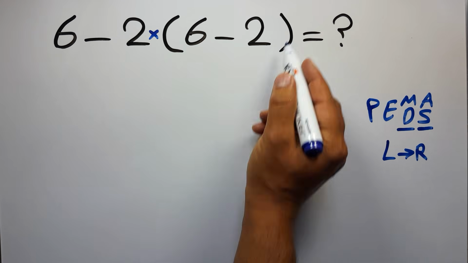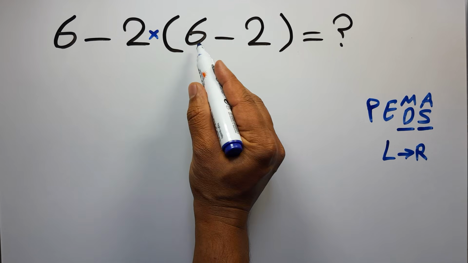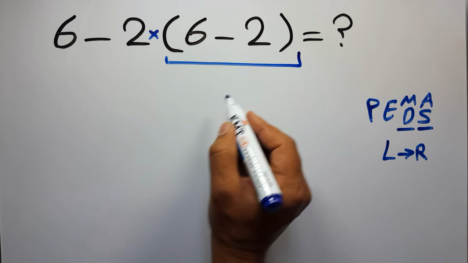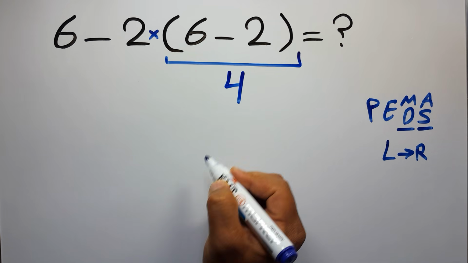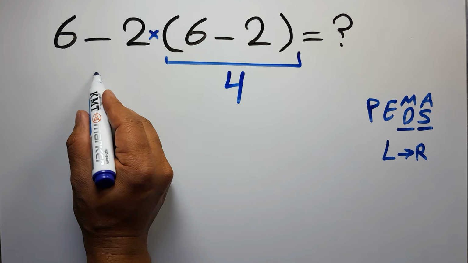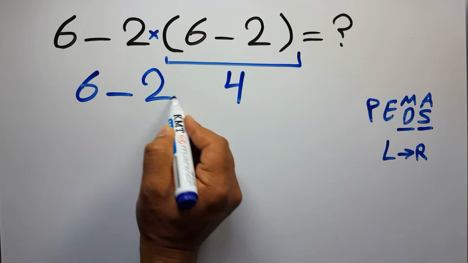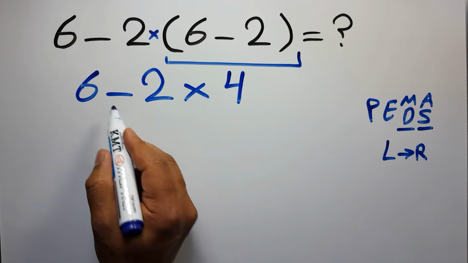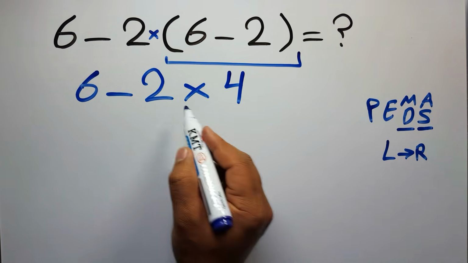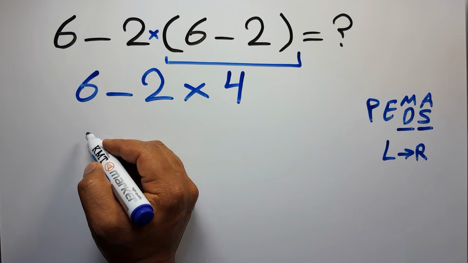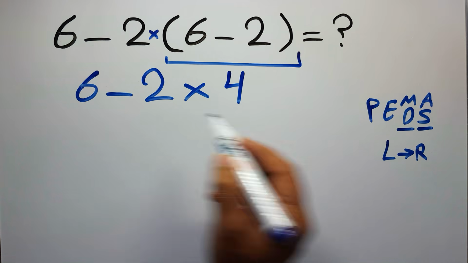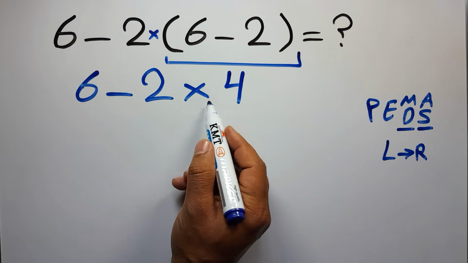So first we have to do this parentheses. Inside this parentheses we have 6 minus 2, which equals 4. So we have 6 minus 2 times 4. Now we have one subtraction and one multiplication. According to PEMDAS, multiplication has higher priority than subtraction because multiplication comes before subtraction. So here, first we have to do this multiplication.